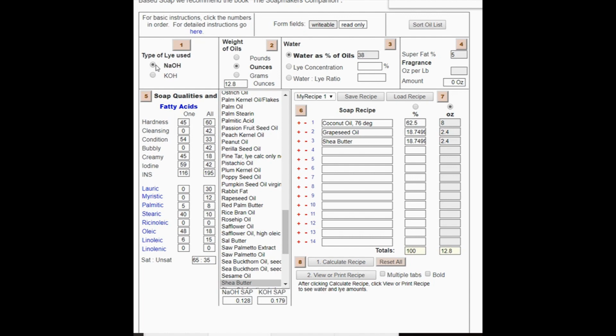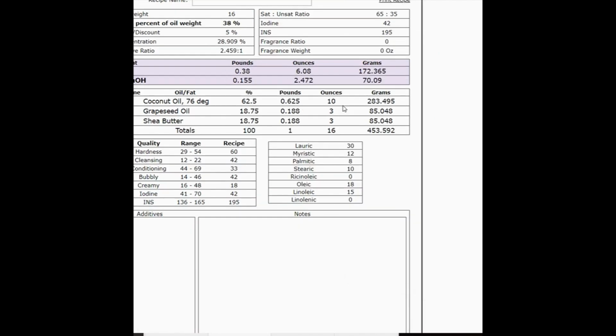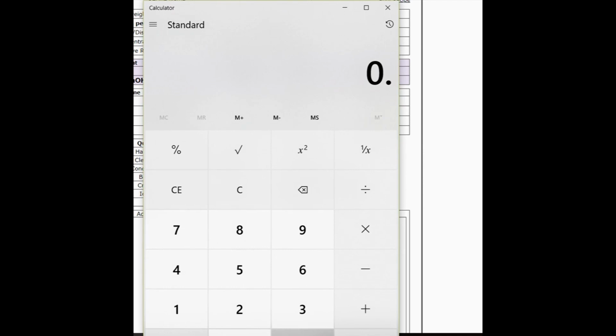All right, back here. Switch it over to your sodium hydroxide, your quote-unquote normal lye for bar soap. We're going to put in our total recipe right here again. 10, 3, and 3. Calculate. View that. Here we go. See, 6.8 ounces of water. And this comes to the full amount, 2.472. Is that it? Yes.